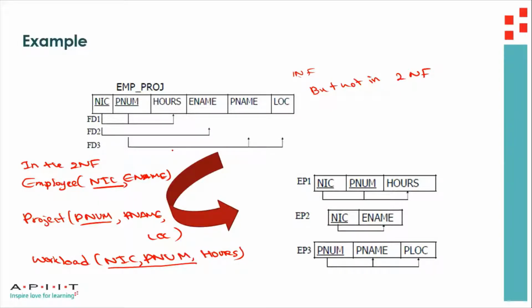If you want to check if a relation is in the second normal form, first thing is it should be in the first normal form, and then it should not contain any partial dependencies. Right, partial dependencies means non-prime attributes are depending partially on the primary key. That's the idea, right? Is it clear for you?